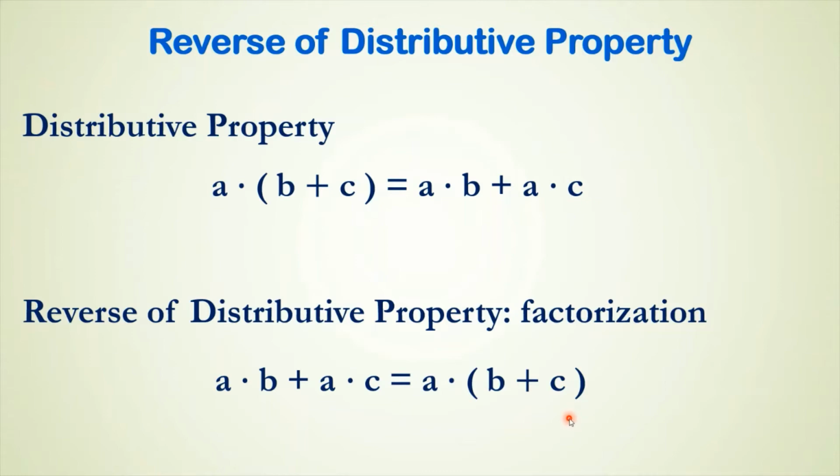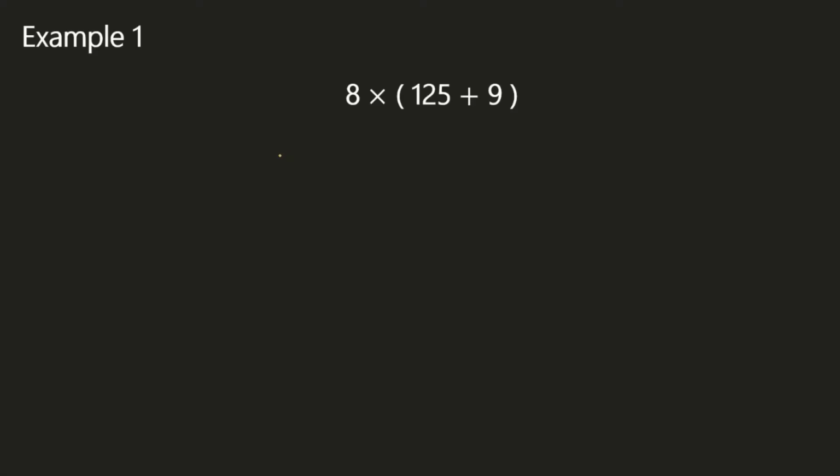And keep in mind that this factoring form is essentially just the reverse of distributive property. So let's look at an example using distributive properties. 8 times parentheses 125 plus 9 close parentheses. If we look at this problem, it's really just a multiplication problem. It's one number multiplying another group of numbers added together. And this meets the criteria that we can use distributive properties.